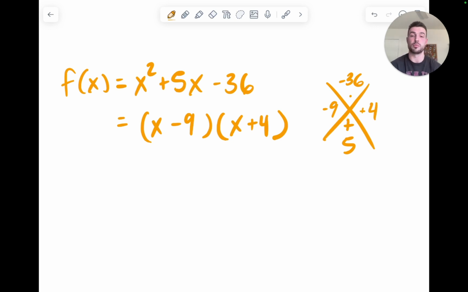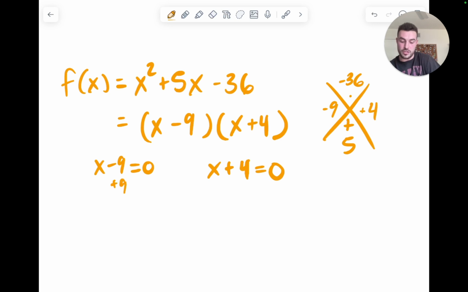This is what we've been doing previously, but now we want to actually solve. These are the factors, x minus 9 and x plus 4, but in order to find the solutions, we need to set each one of our factors equal to 0 and solve. We do that using order of operations. I'm going to add 9 over and we get x equals 9. And I'm going to subtract 4 over here, and we get x equals negative 4.